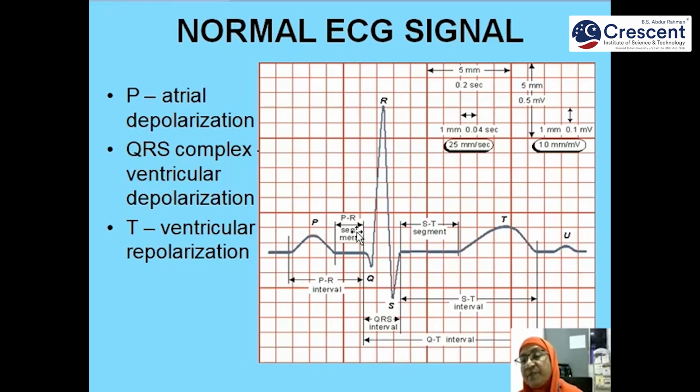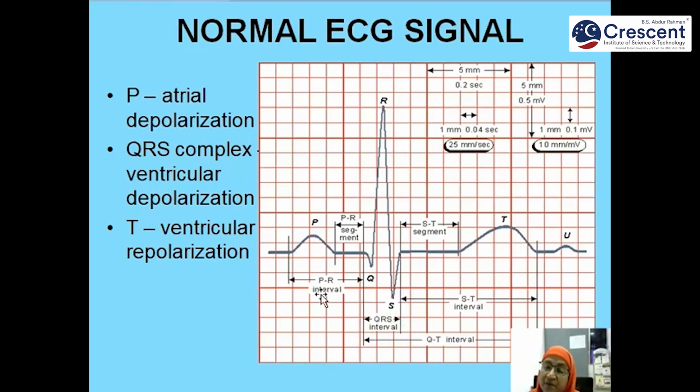So if it varies from that specific value, then that means the ECG is abnormal. Here the PR interval is from the beginning of the P wave to the beginning of the Q wave. The end of the P wave to the beginning of the Q wave is the PR segment. Similarly, the end of the S wave to the beginning of the T wave is the ST segment, and the QRS interval is from the beginning of the Q wave to the end of the S wave.